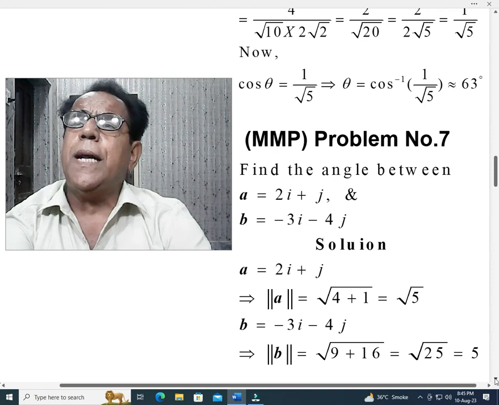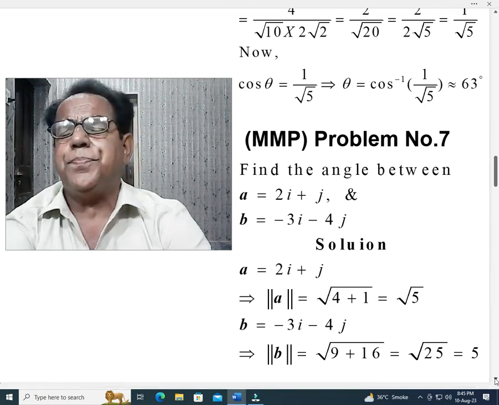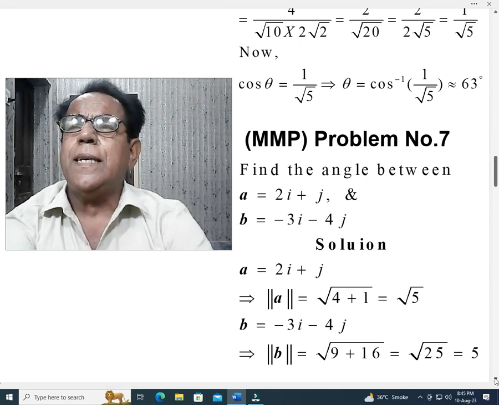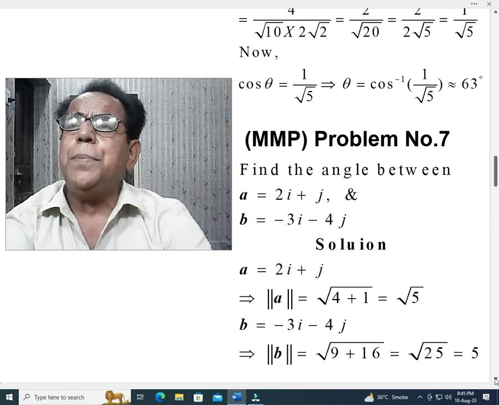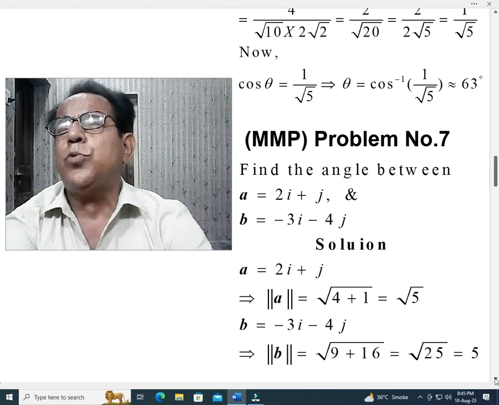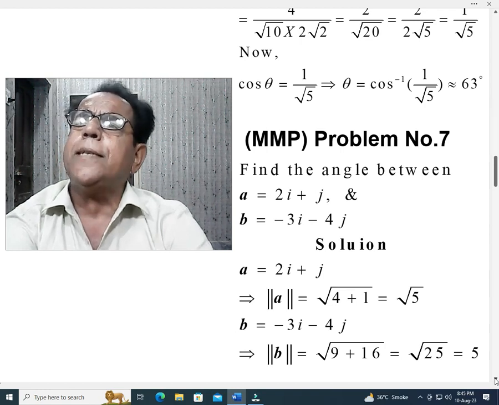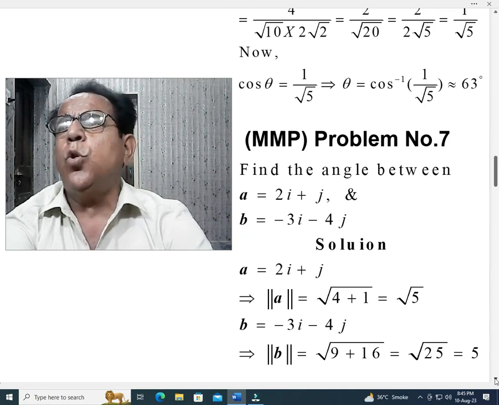As per online inverse cosine calculator, the calculator value actually does not become exactly equal to 63. Either it becomes equal to 62 point something or 63 point something. So I have rounded this value to whole degree.